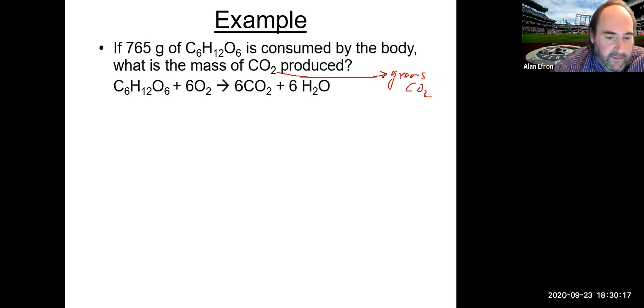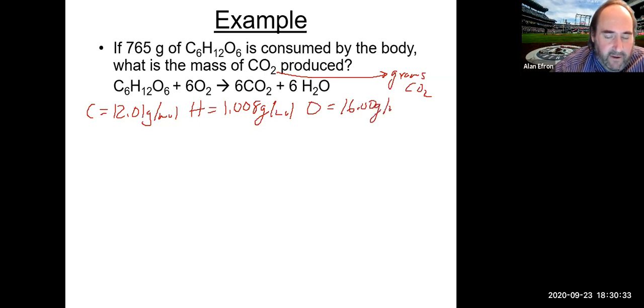Let me give you some numbers in case you don't have a periodic table. Carbon is 12.01. Hydrogen is 1.008. And oxygen is 16. So again, follow those same 4 steps, and again, that should hopefully lead you to the right answer. So see what you come up with.